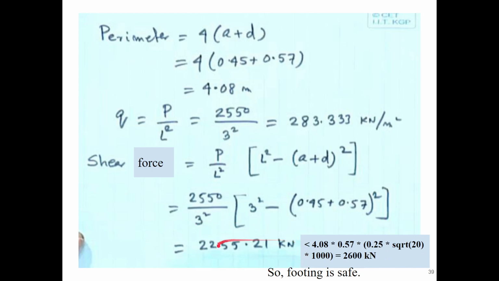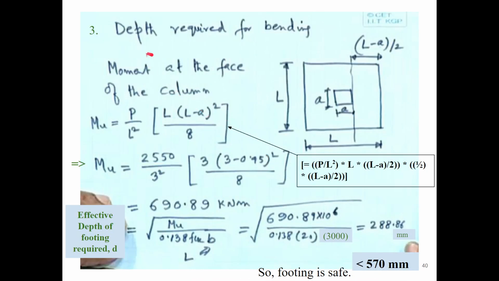Acting value is 2255.21 kilonewton, and resisting is 2600 kilonewton. So it is much more than the acting force. Therefore the footing is safe and the section is okay. So our 570 millimeter depth is okay from one-way shear as well as two-way shear critical section condition. Now let us check the depth required from the bending point of view.